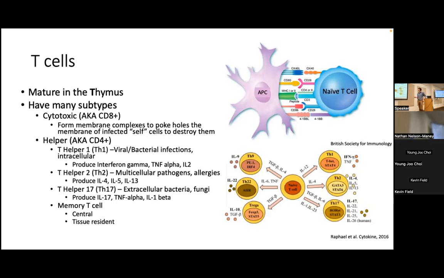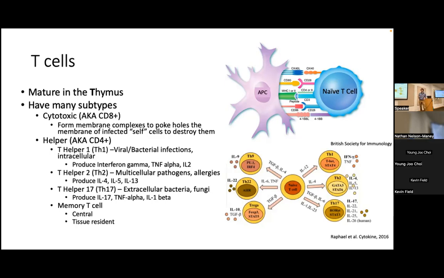In addition, there are helper T cells. There are a lot of types of helper T cells, but the important ones that we'll talk about are helper 1, helper 2, and helper 17 type cells. And they're called this through largely arbitrary means. But Th1 cells respond to intracellular viral and bacterial infections, and they produce some cytokines that are specific to them, like interferon gamma and TNF alpha.